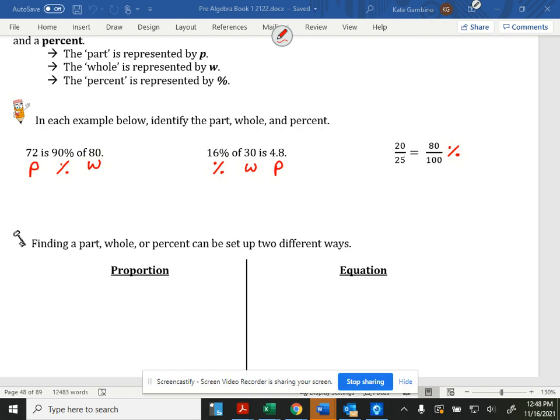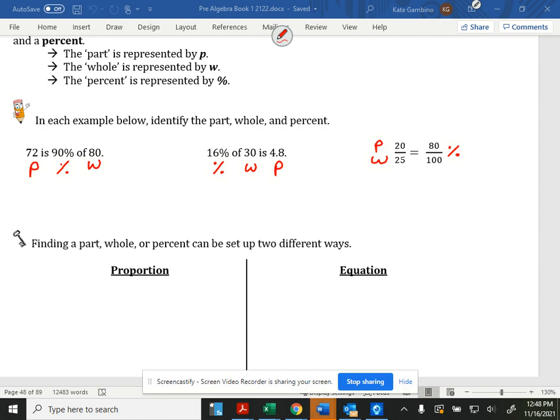Ethan? The 25, that denominator is out of how many all together? What's the possibilities? How much? So our part is there's only 20 of the 25. There's only 20. So that numerator is your part. The part is the numerator, the whole is the denominator.